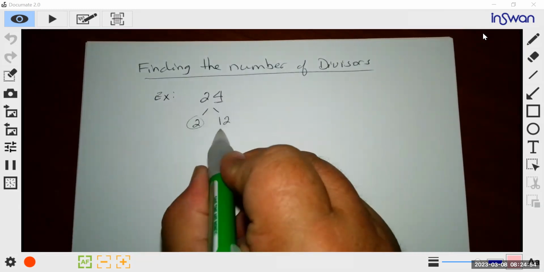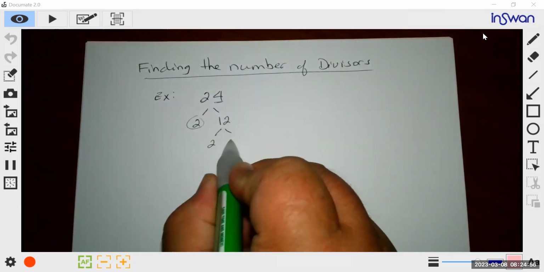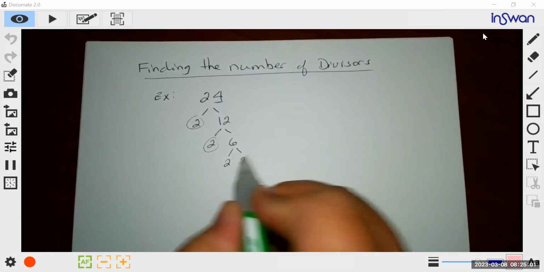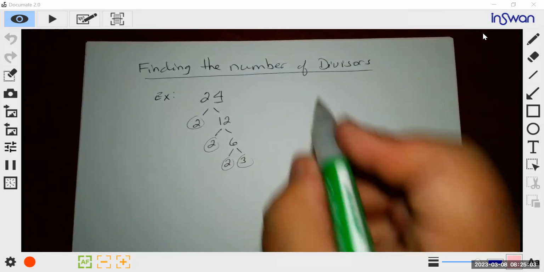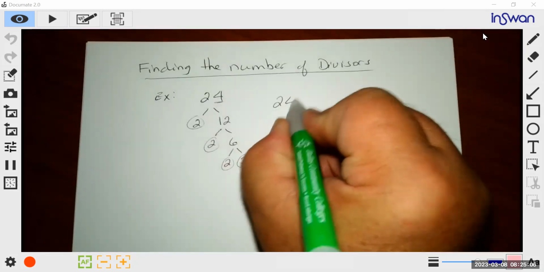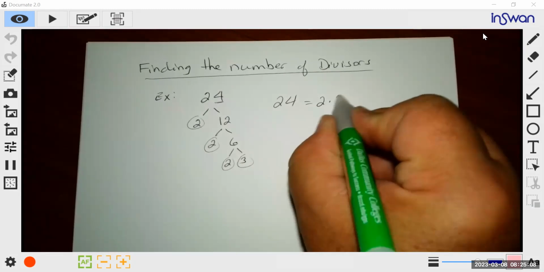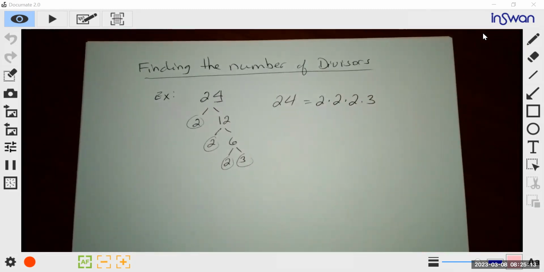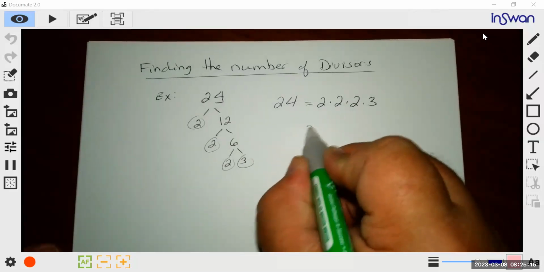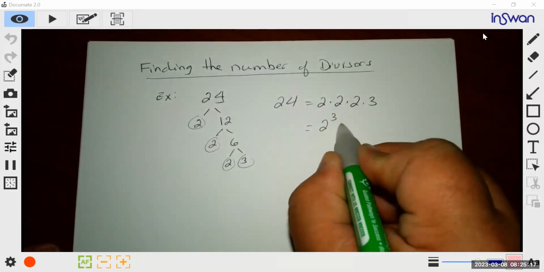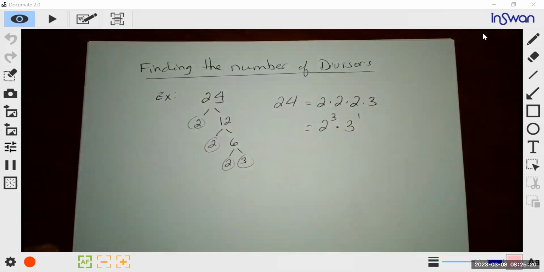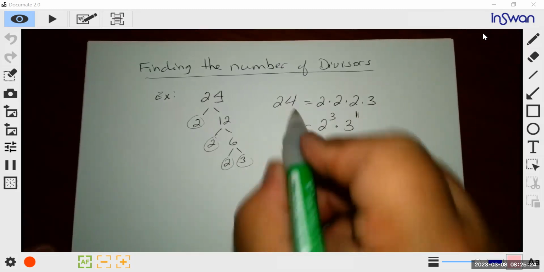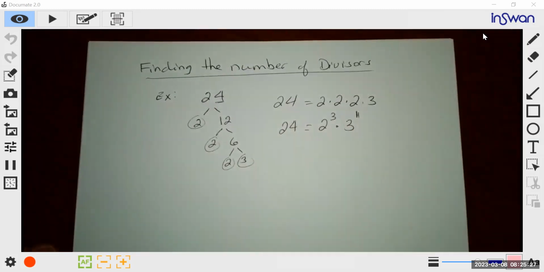That's a prime number. 12 is made up of 2 times 6. 6 is made up of 2 times 3. So 24 is made up of 2 times 2 times 2 times 3, which makes it 2 to the third times 3 to the first. Because there's only 1 3 and there's 3 2s. So far so good?